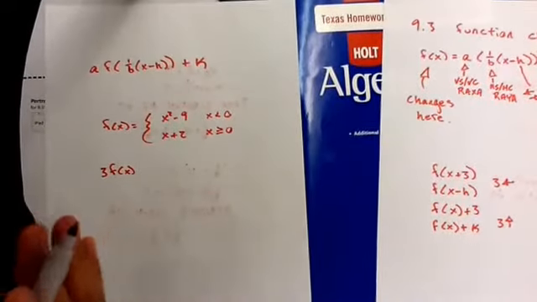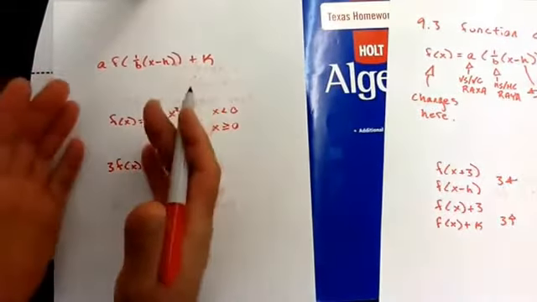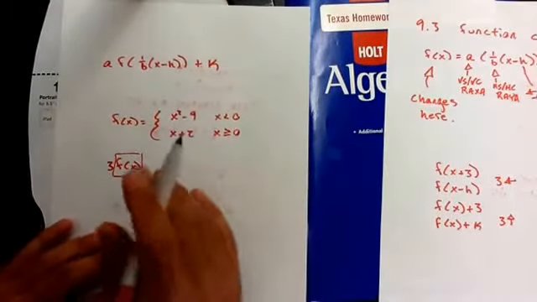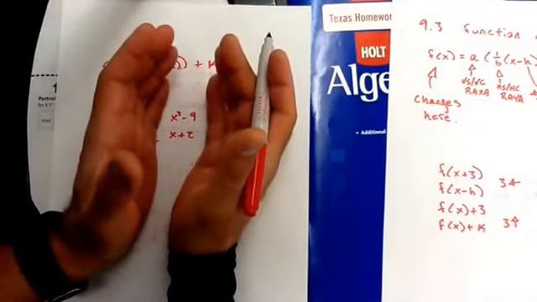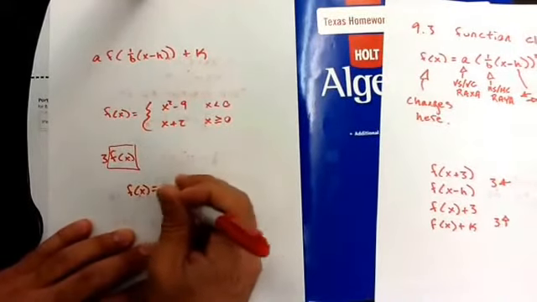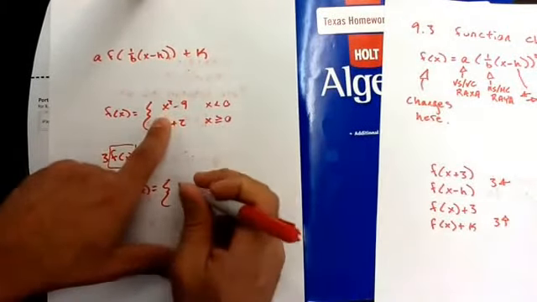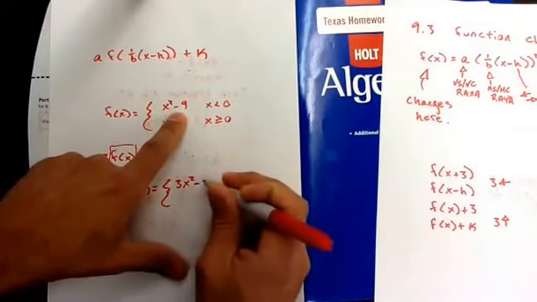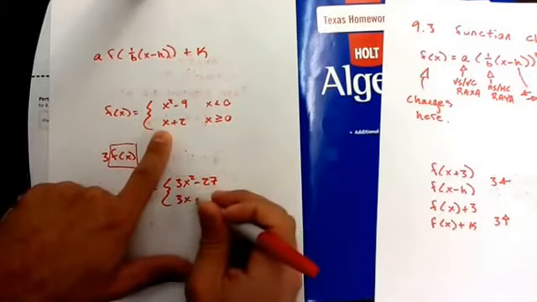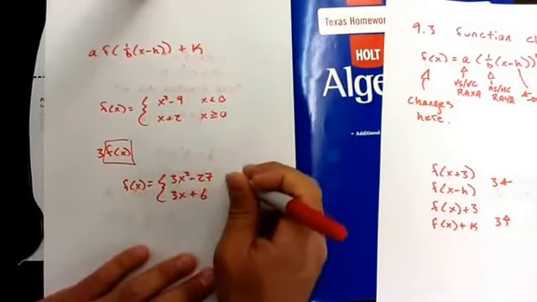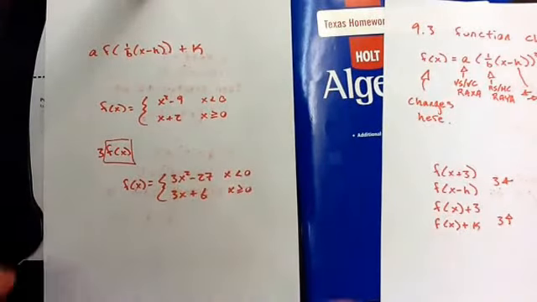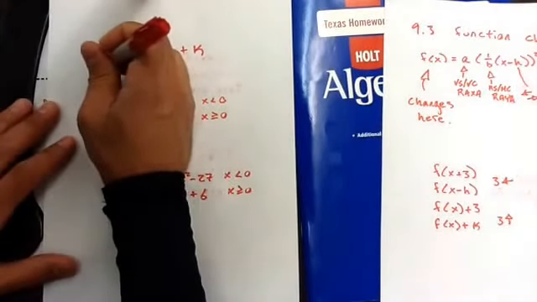Well, what this means is I'm going to multiply this whole entire deal by 3. If it's happening to the f of x, if it's an a, it's getting multiplied by the whole entire deal. So that means that I'm going to multiply both of these parts right here times 3. So I'm going to get f of x equals, when I multiply this by 3, it gives me 3x squared. When I multiply this by 3, it gives me 27. When I multiply this by 3, it gives me 3x. When I multiply this by 3, it gives me 6. The rules still stay the same. So no change there. So that's what happens with the a value. The a value is multiplied by everything.